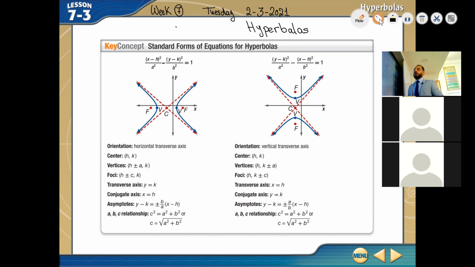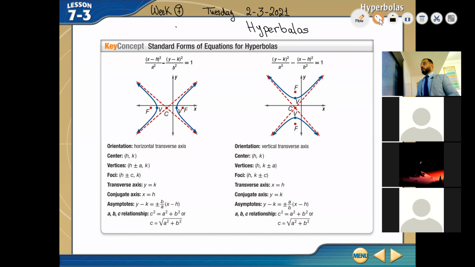I'm going to El-Walid. What about the orientation? The orientation of the first shape is horizontal, and the orientation of the second is vertical. It means we have a horizontal transverse axis. Horizontal transverse axis means y equals k.